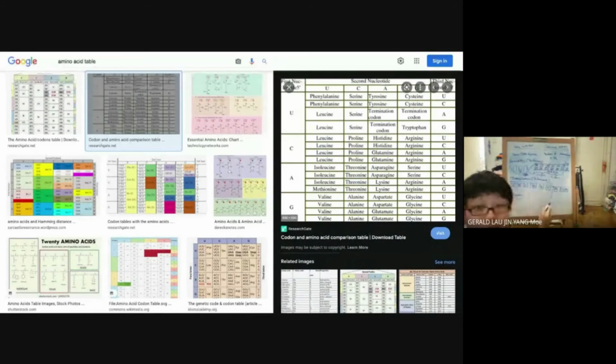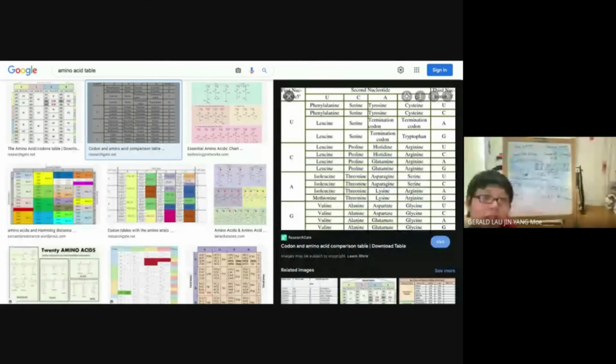GGC akan produce glycine. Okay. AUG akan produce methionine. So this is how lah. Okay, habis. Understand? This is translation, then your amino acid produced ready. Do you understand?